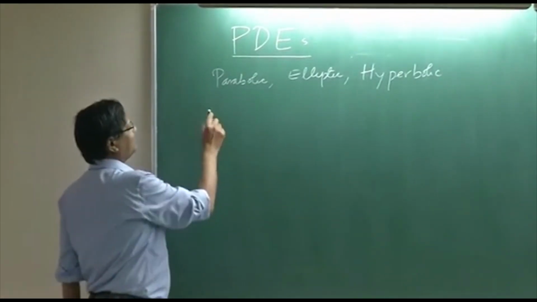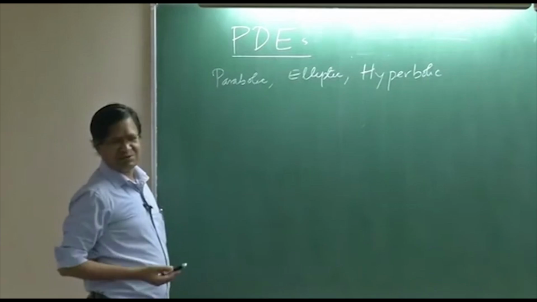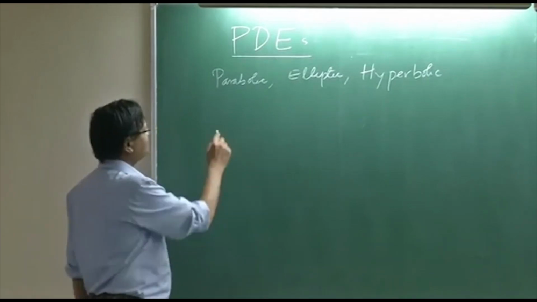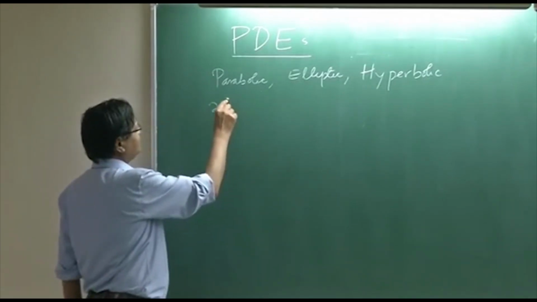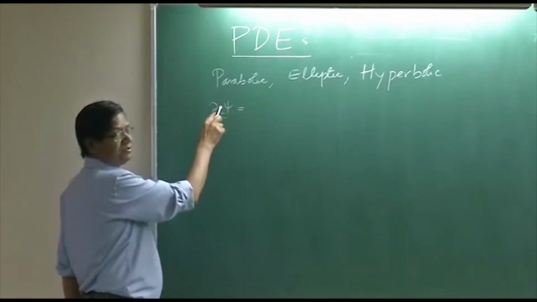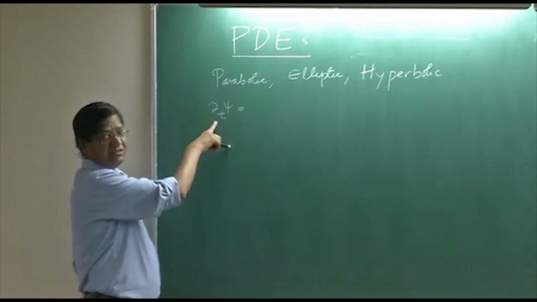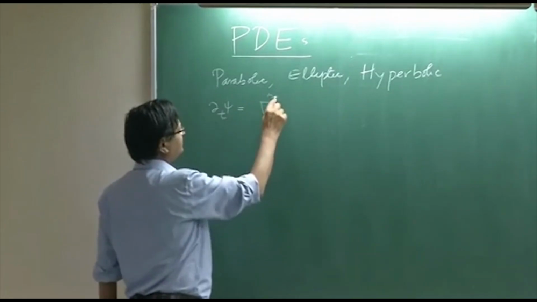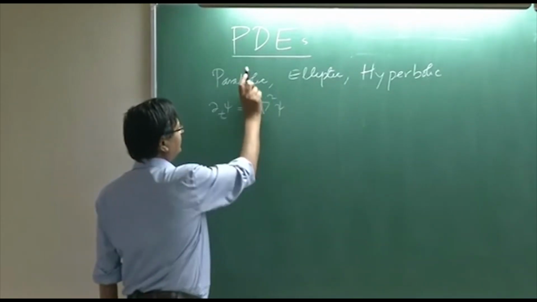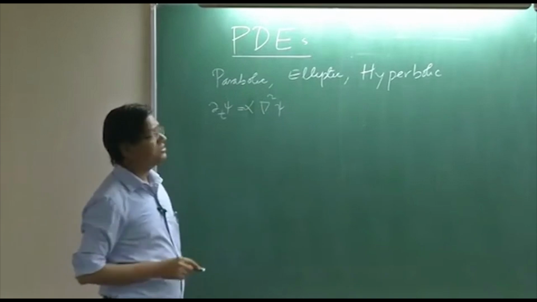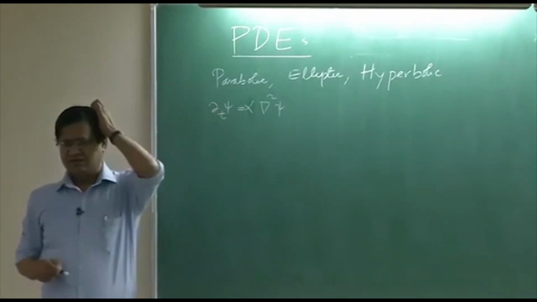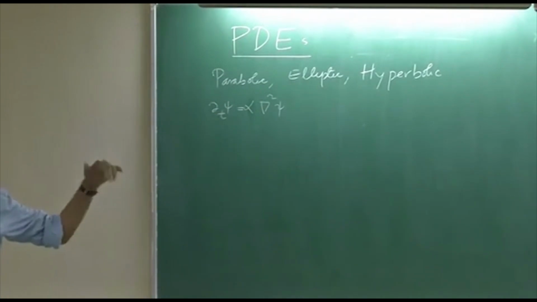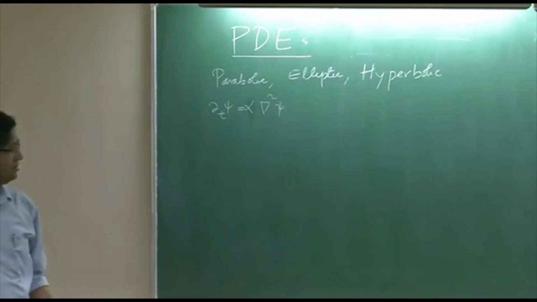For parabolic, I'll give only examples. I will not do the math part of this. So ∂ψ/∂t equals the Laplacian of ψ. The diffusion equation is parabolic. These are linear equations. We can also make it non-linear, which I will do later.